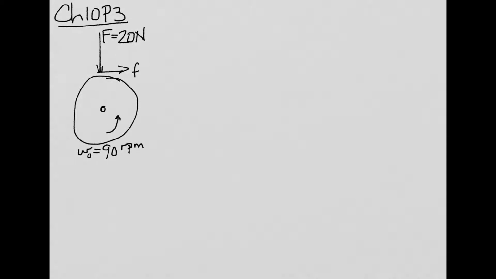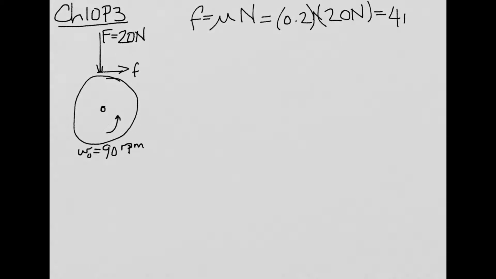And so this force slows down the spinning wheel, and we want to find out what's going on in terms of making it stop. So let's first find the frictional force, which is equal to the coefficient of friction, in this case 0.2, times the normal force. Now, if I'm pushing down on it with 20 newtons, it's pushing back with 20 newtons, so the normal force is 20. So my force that's slowing this whole thing down is only 4 newtons, pretty small force.